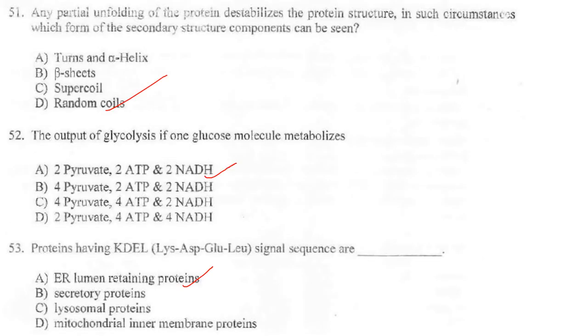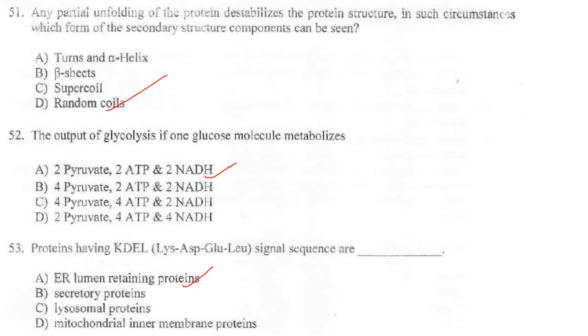Then any partial unfolding of the protein destabilizes the protein structure. In such circumstances, which form of the secondary structure components can be seen? So you can see random coils. Answer is option D. Then output of glycolysis if one glucose molecule metabolizes. So it is 2 pyruvate, 2 ATP and 2 NADH. Answer is option A. Then proteins having KDEL, that is lysine, aspartic acid, glutamic acid, leucine signal sequences are endoplasmic reticulum lumen retaining proteins.